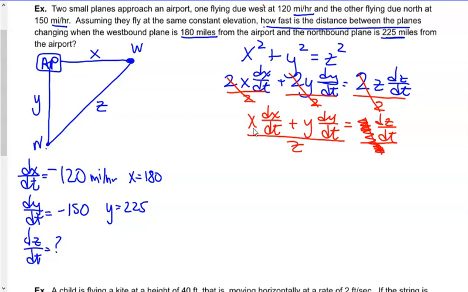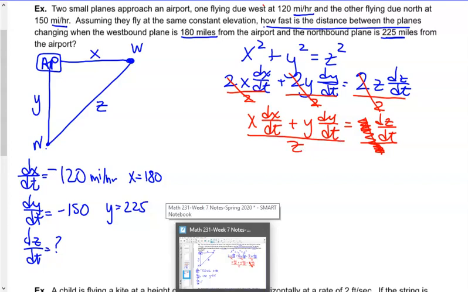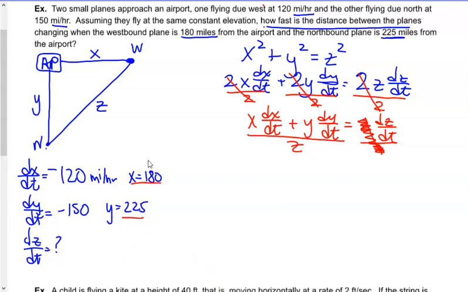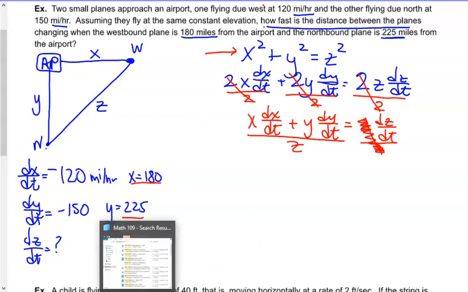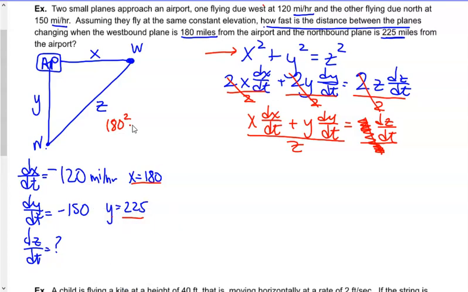Now, I have an x, which is 180. I have dx over dt, which is 120. We have y. We have dy over dt. But notice, I do not have z. But I do have x and y, and I have a formula here that relates each one of those. So that means I have to do 180 squared plus 225 squared has to equal z squared. And when you add those two squares together and take the square root to get z, I will tell you that z is equal to the square root of 83,025.